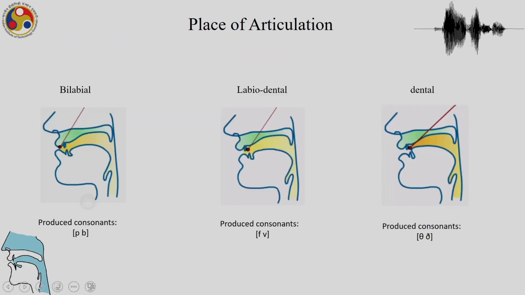So let's look at place of articulation. This is bilabial. This involves the constriction happening there at the lip region. Whereas this involves the lower lip and the upper teeth, labiodental. Then we have the tip of the tongue making a constriction at the upper teeth to produce a dental sound, th and z.